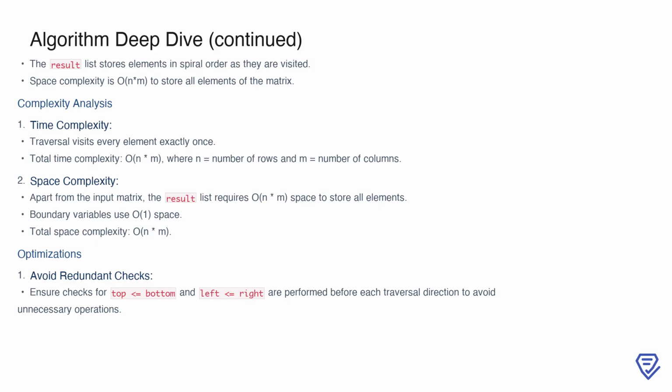The result list accumulates the elements in the spiral order and requires space proportional to the number of elements in the matrix, which is O(n*m). Analyzing complexity, the time complexity is also O(n*m), because each element of the matrix is visited exactly once during the traversal. Since the algorithm doesn't perform redundant checks or unnecessary operations, it efficiently handles matrices of all sizes. Overall, the space complexity is dominated by the result list, making it O(n*m), while the boundary variables contribute only a constant amount of space.